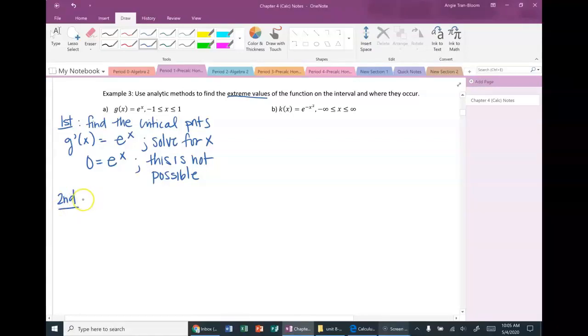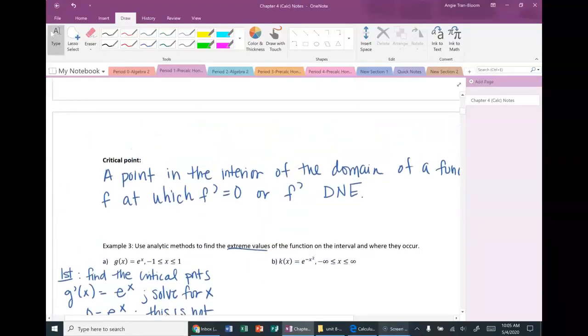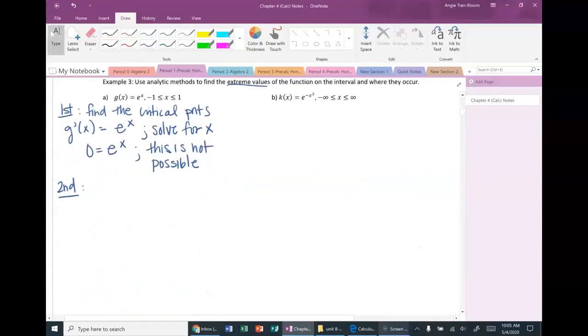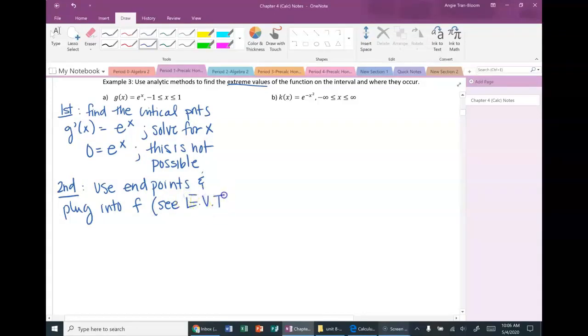Next step, step number 2. Remember, the extreme values are the minimum or maximum. Based on the definition, it's when the derivative is equal to 0, or by definition the critical point when the derivative doesn't exist. And also the endpoints, right? If it's continuous, the endpoint could also be the min or max. So second, we want to use endpoints and plug into your function, f or g or h, whatever it is. This is referring back to the extreme value theorem. Well, you have an endpoint of -1 and +1, so we'll plug that into your regular function g of x. So g of -1 and g of +1.